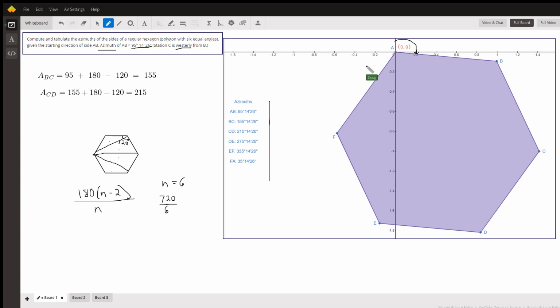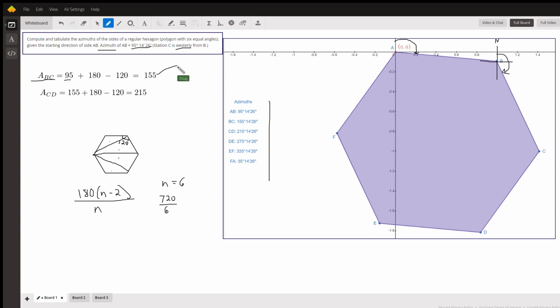Okay, so what are we doing here? I took the original azimuth, 95 degrees, 14 minutes, 26 seconds, added 180, subtracted 120, and that gave me the direction of this side of the hexagon, which looks like it's 155 degrees. So if you could picture a grid right here where this is north, this angle is 155 degrees.